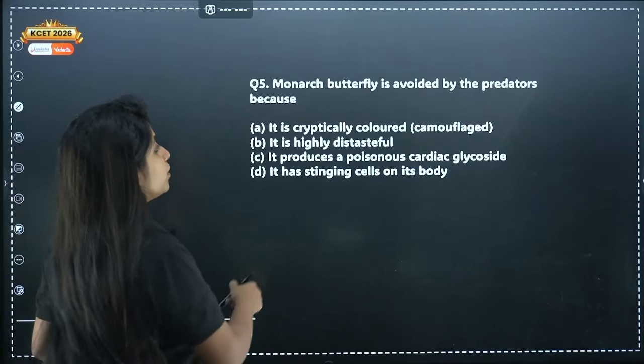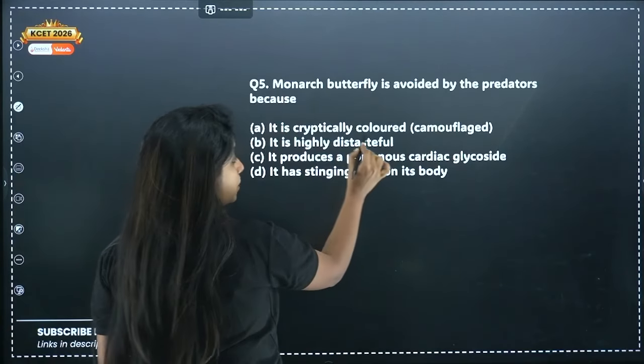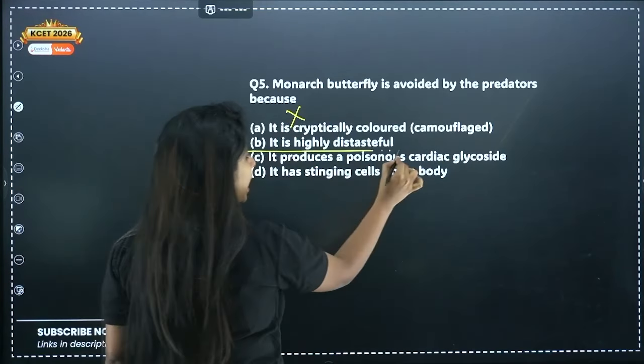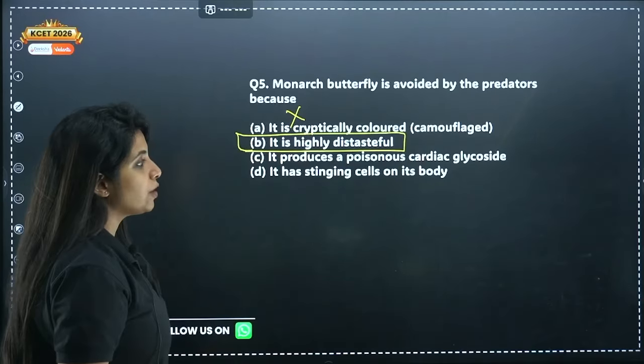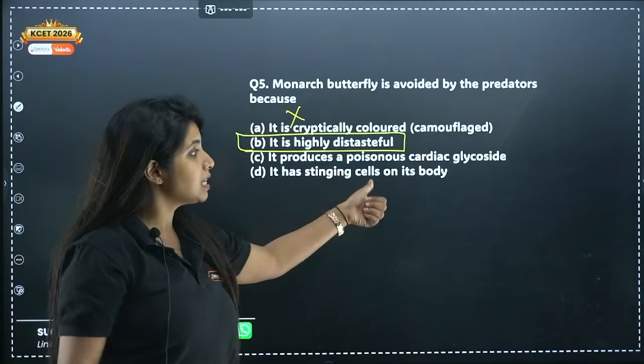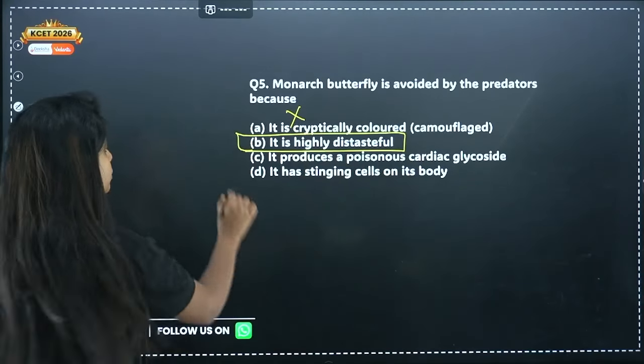So monarch butterfly is avoided by the predators because it is cryptically colored? No. It is highly distasteful? Yes. It produces a poisonous cardiac glycoside? No. It has stinging cells on its body? No. Your only answer for this is B.